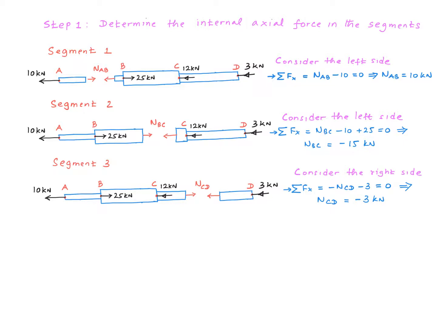And in the final part here, we are sectioning within CD in order to find the internal force NCD. And here we are considering the right side because right side is a lot easier to deal with than the left side. In each of these cases, the axial force is marked as tension, and therefore if you get a positive number, that is a tension. If you get a negative number, that's a compression.